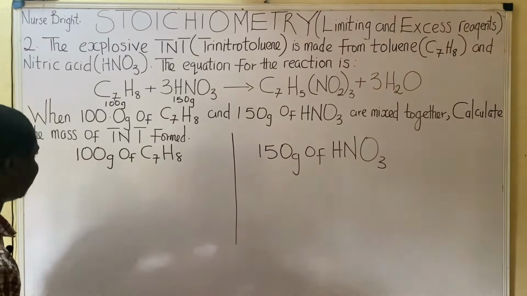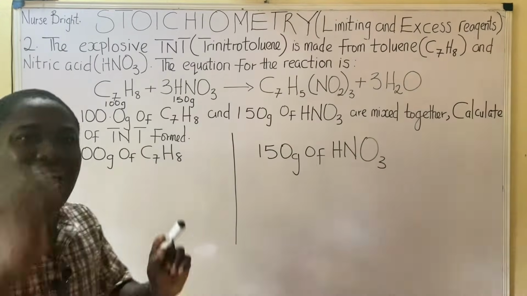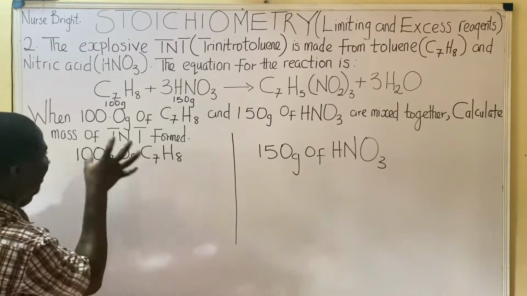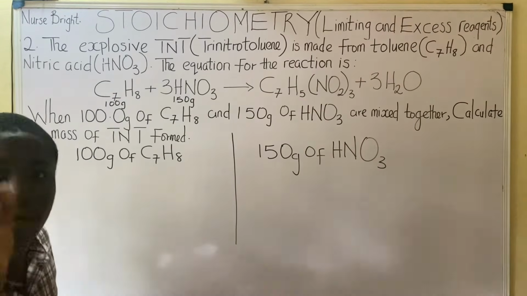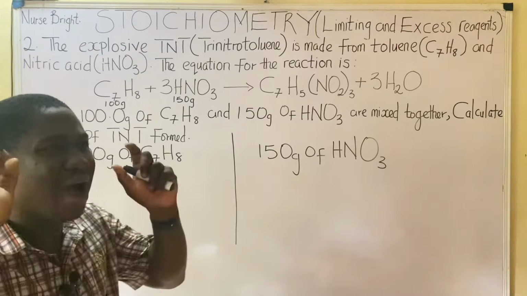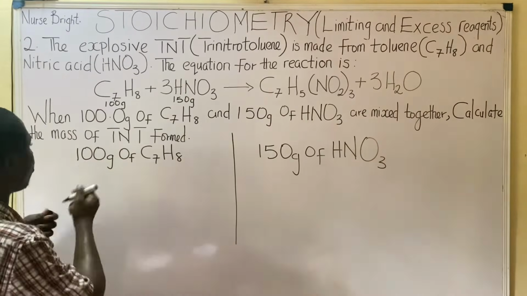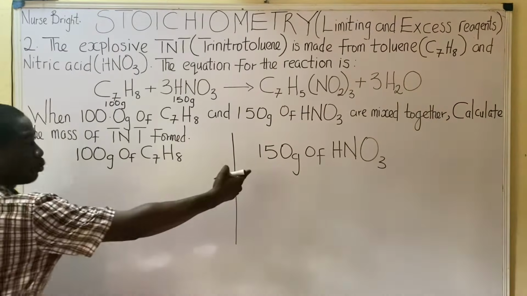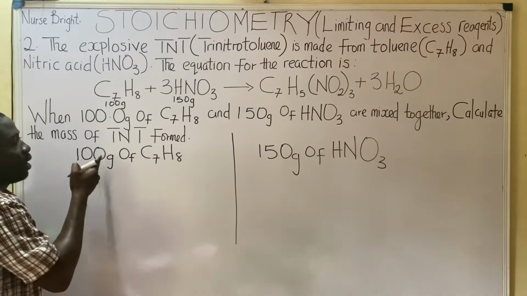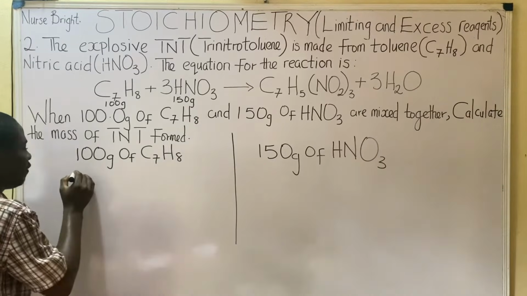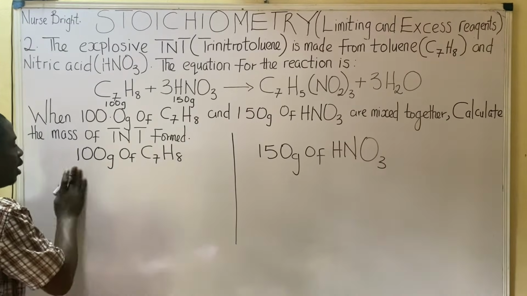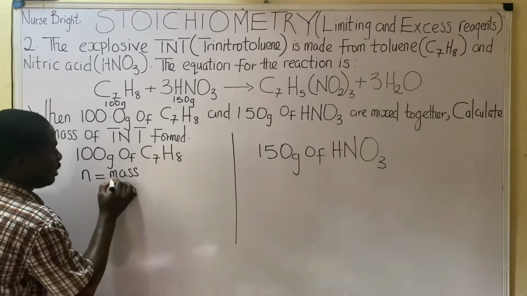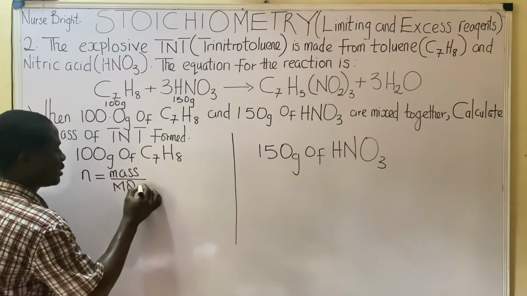So let us progress. First of all, my step here is to convert this particular value to number of moles. That's my advice, so that you don't have stress when solving. So I want to convert 100 gram of toluene to number of moles, and I'm going to do the same for this. You already know the formula to convert grams to moles. The very popular formula we always use: number of moles is equal to mass divided by molar mass.